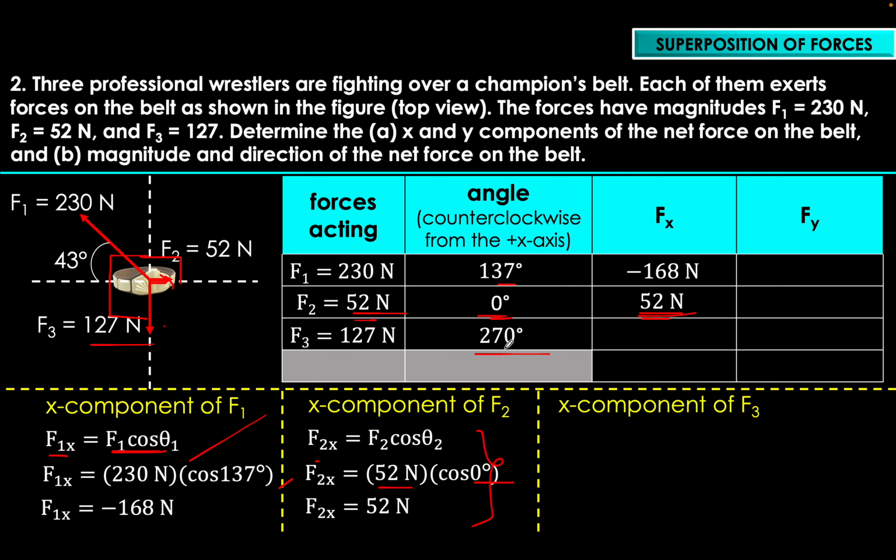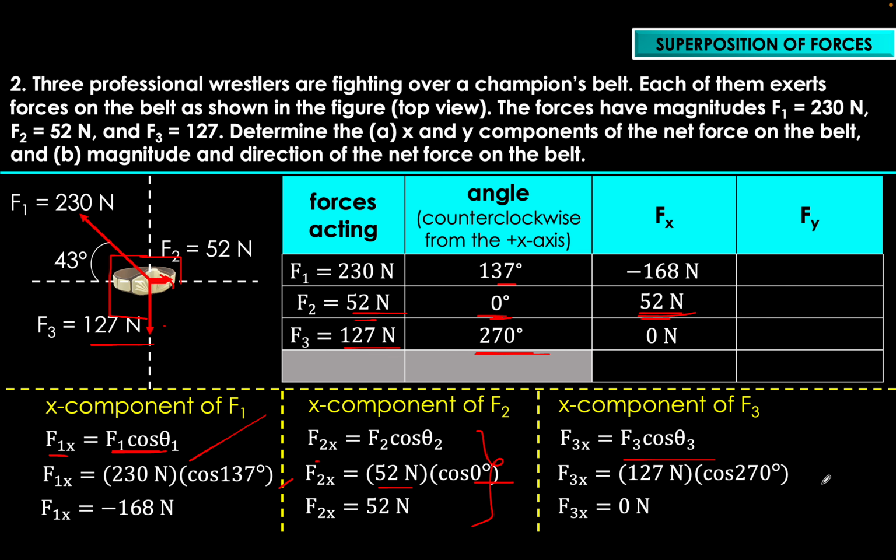X component of force vector number 3, again, same thing, f cosine theta. Plug in, it's just 127 newtons times cosine 270. Use your calculator, you're supposed to get 0 newtons. And just like the case earlier, you can see that you have a downward force. If you have a downward force, obviously the x component is 0. It's not contributing anything to the x component. So if you have a downward or upward force, the x component would be 0. But again, if you want a mathematical justification, there you go.